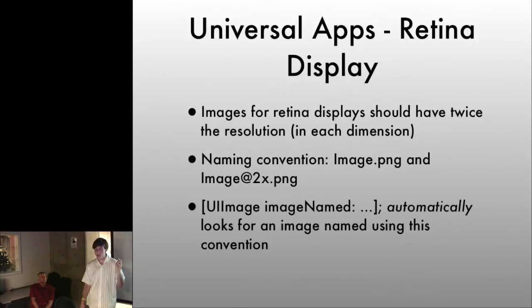If you just say image named image.png, it knows that if you're on an iPhone 4, it will look for an @2x version if you have it. So you don't have to do conditional code branching for different devices. It just figures it out for you. And if it doesn't have it, then it just uses the default one. So that's really nice. It eliminates a lot of conditional code because you don't have to check if you're on a Retina display. It just grabs the image that makes the most sense.